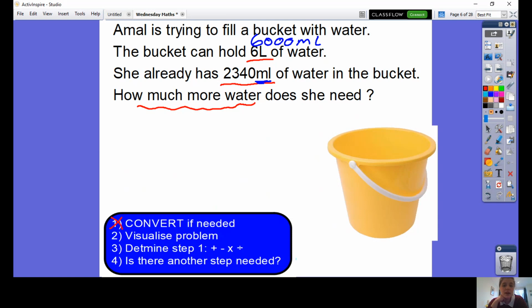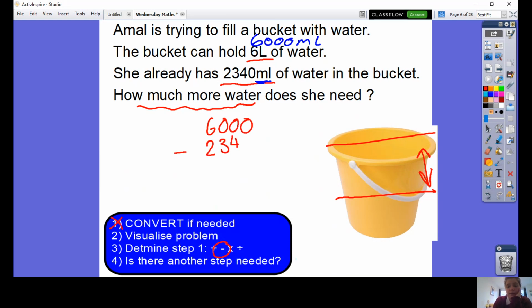Determine what you're going to do for step 1. So step 2, visualise your problem. A bucket with water. It's already got 2,340 millilitres in. How much more is needed? Here's my bucket. Here's 6 litres. I'm here. I'm looking for how much more. I know with a question like how much more, that's a comparison, a subtraction question. So I just need to do 6,000 subtract 2,340.